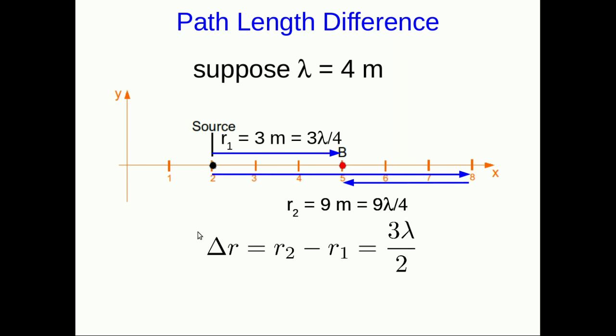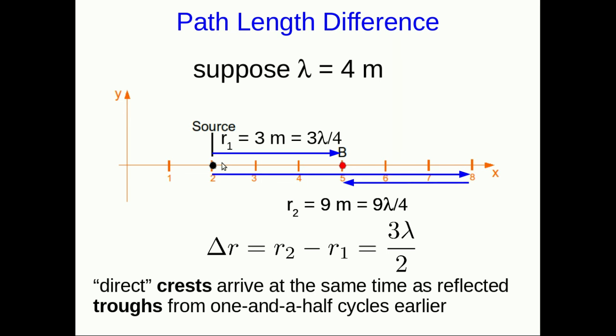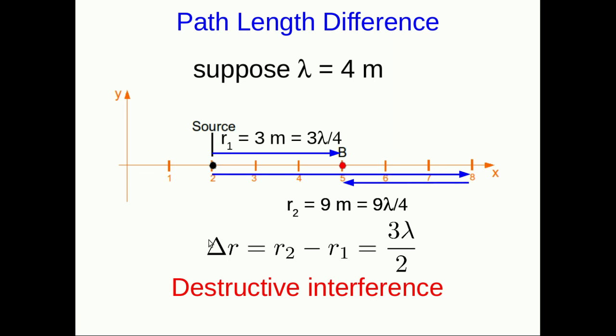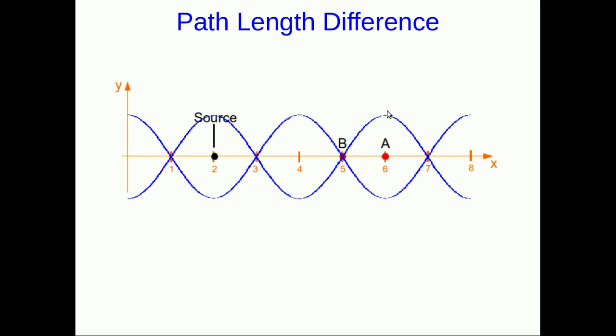Well, now that means that crests that get there directly are arriving at the same time as things that left here 1.5 cycles earlier. And 1.5 cycles earlier, what would have been leaving would have been troughs. So crests are arriving at the same time as troughs. And so we'll have destructive interference, and this is a node. Now we know that A is an antinode and B is a node, and so the standing wave pattern would have to look like this.